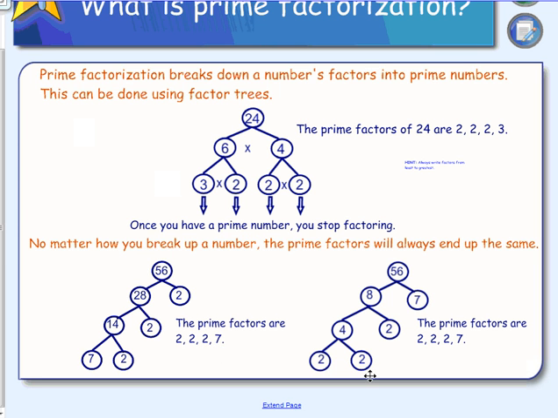Okay. The other way you can do it is if you want to break it down into 8 and 7, you can do it that way. Break 8 down to 4 and 2, break 4 down to 2 and 2.